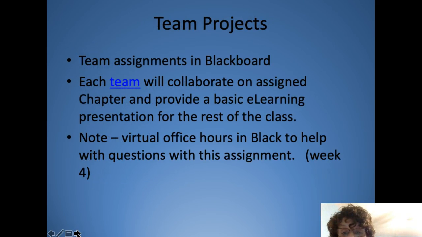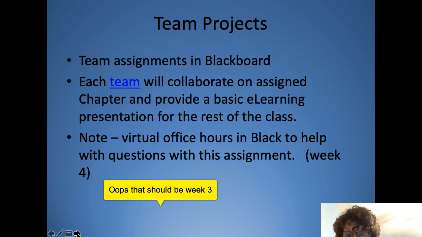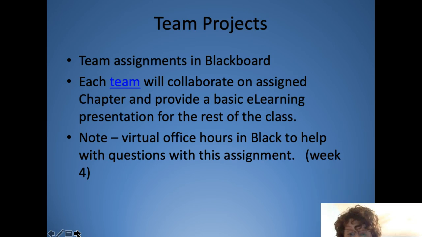Also, we have team projects, and the teams are posted in Blackboard, and each team will work on a chapter starting, I believe it's with chapter 4 and goes through chapter 10. And there are some criteria for working in a team. You'll see the presentation guidelines in there. You will also see the critique, but it's vitally important that as a team you work together, and that everyone is responsible for the content, and everyone contributes.